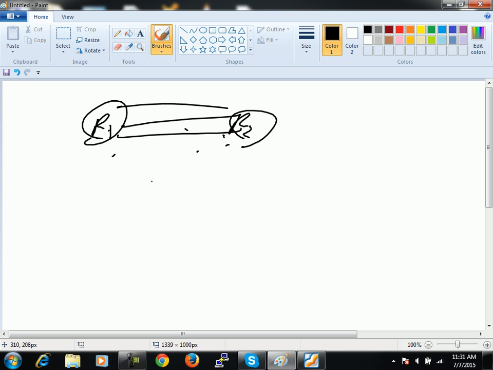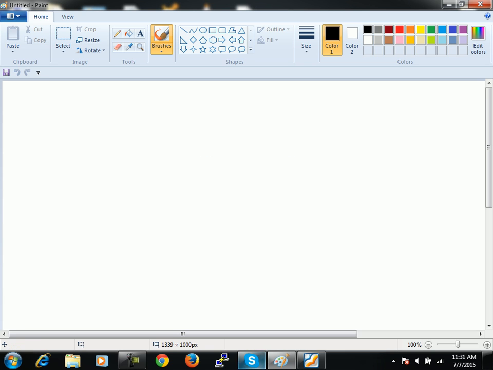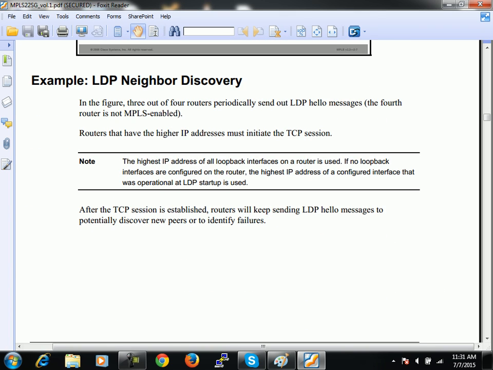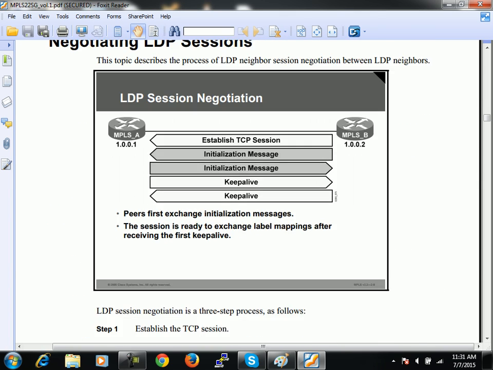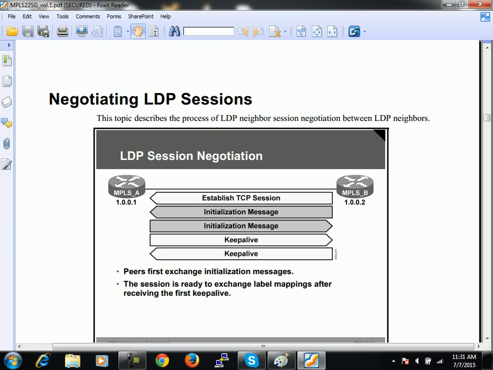Understood? So you have to remember all these things. That's what they have explained over here now. LDP neighbor discovery and all these things. So after sending hello packets, they will establish a TCP session. Then after configuring the TCP session, they will send an initialization message to each other. Once you get the keep alive in response to the initialization message, it means now they can send binding information to each other. They can give an update to each other. Peers first exchange initialization messages. The session is ready to exchange label mappings after receiving the first keep alive.